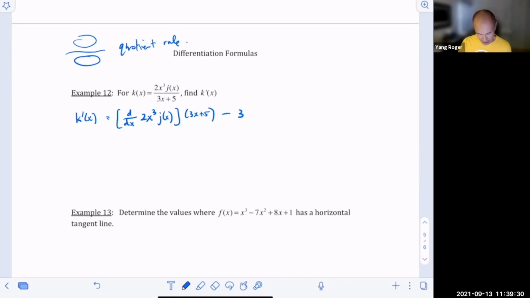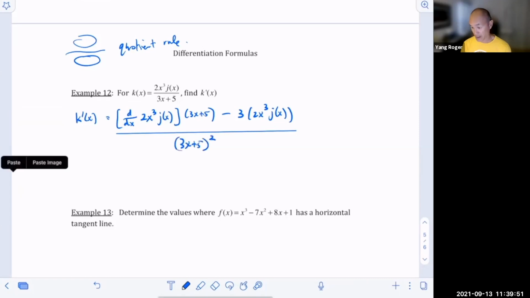And then we need to do times the first thing, which is going to be 2x cubed j of x, all divided by the bottom squared. The bottom squared is going to be 3x plus 5 squared. Now we're not done yet, because we still have this derivative symbol.